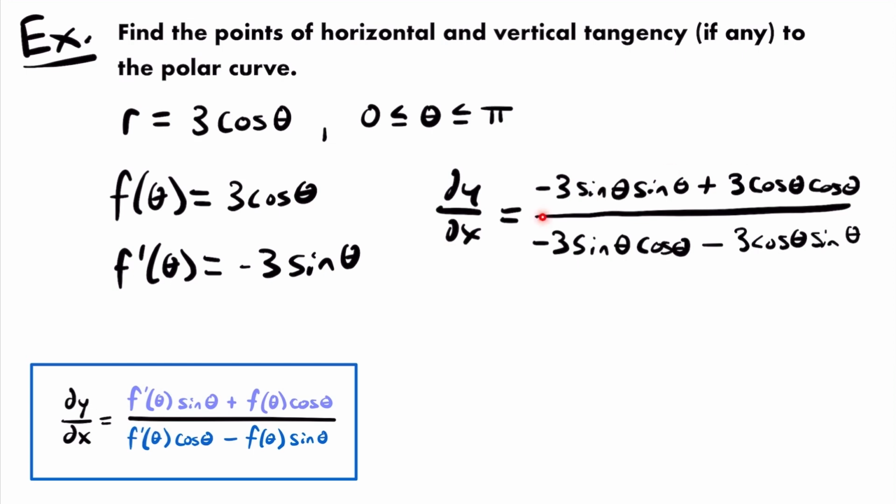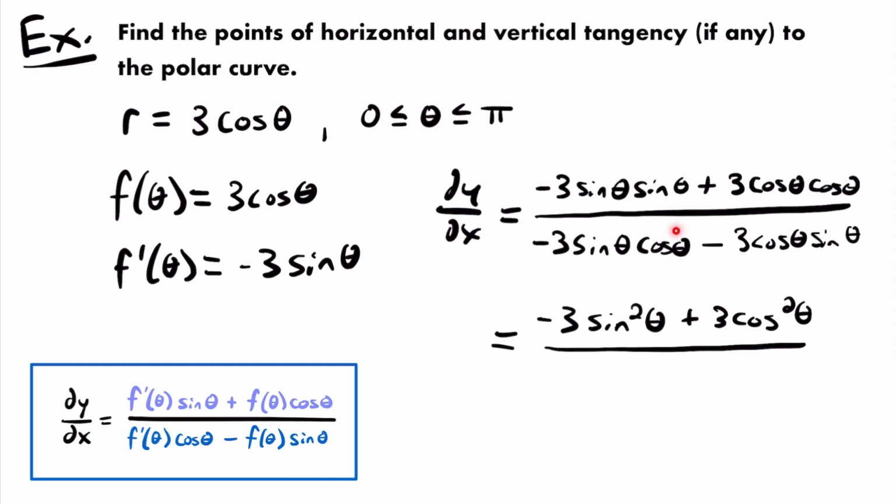Now that we set up our derivative, let's simplify it a little bit by multiplying sine theta and sine theta to get sine squared theta, and multiplying cosine theta and cosine theta to get cosine squared theta. So this will be equal to negative 3 times sine squared theta plus 3 times cosine squared theta, and this will be divided by this denominator, but notice that we actually have like terms here. We have negative 3 times sine theta cosine theta and negative 3 cosine theta times sine theta.